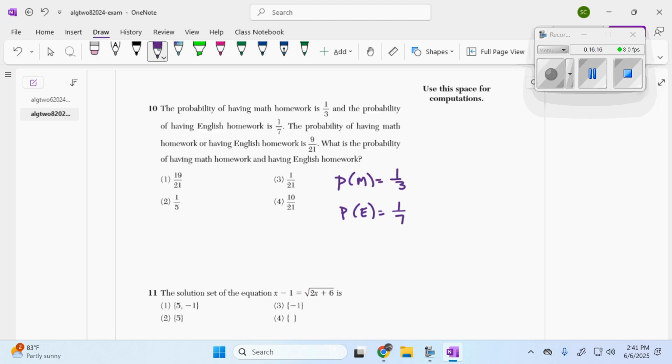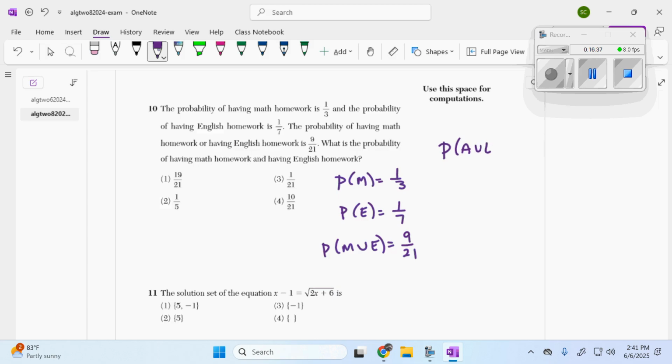It then says the probability of having one or the other is 9/21. So the probability of math or English homework is 9 out of 21. And we want to know the probability of getting both. Well, to get both, we need to figure out a rule.